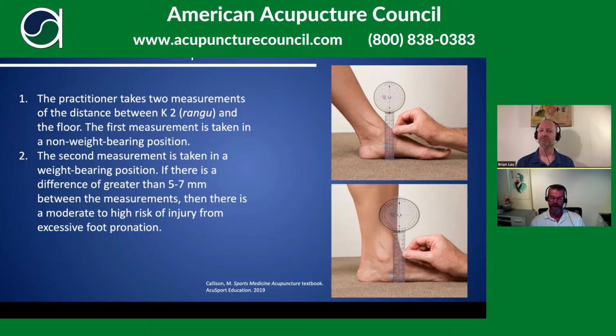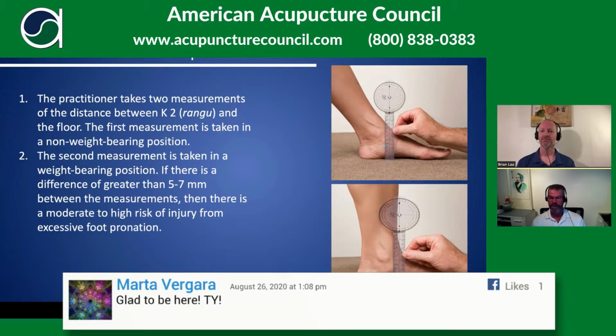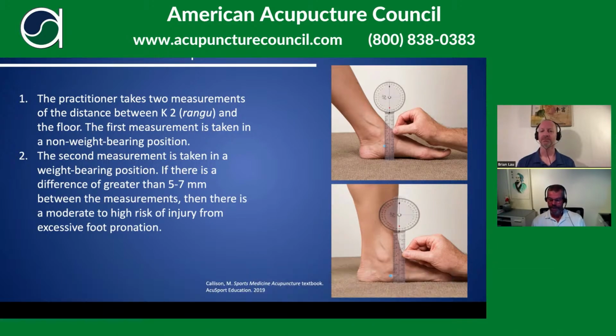So when the person is in a non-weight bearing position, which is the top image, you can measure to see how high the navicular bone is. That blue dot is at kidney 2, which we know is located just underneath the inferior border of the navicular bone. The bottom image is going to be a full weight bearing position. So you can see that blue dot has dropped significantly, indicating that the navicular bone is being dropped, as well as the tibialis posterior tendon, spleen sinew channel, becoming lengthened. The medial arch is collapsing.